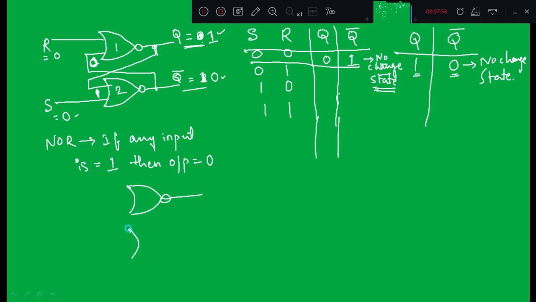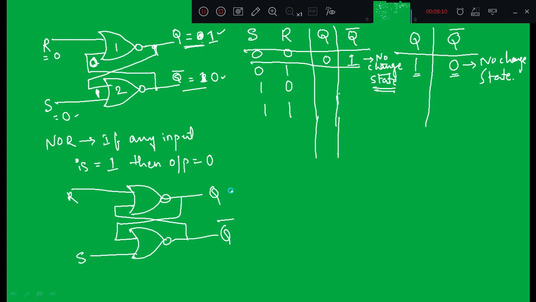Better we will redraw it. If I explain it in only one circuit, you will get confused, so for each combination I will redraw the circuit. This is R and this is S. Let us assume the previous state; you can assume anything. Now I am going to explain the second row, where S is equal to 0 and R is equal to 1.